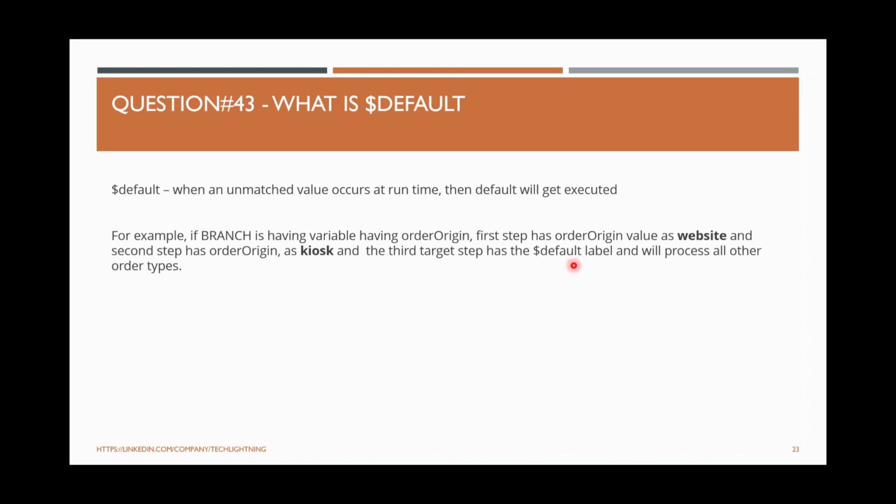So default is nothing but what runs when an unmatched value occurs at runtime, because in the code we only handle two things, website and kiosk. If something comes in like POS, which is point of sale, then anything not matching at runtime will go to the default sequence. I'll move on to the next one.